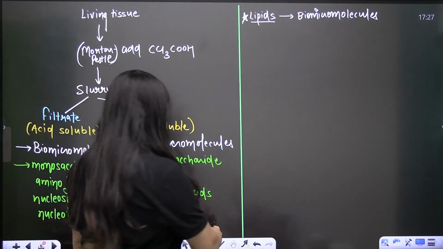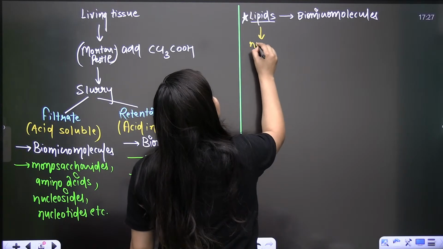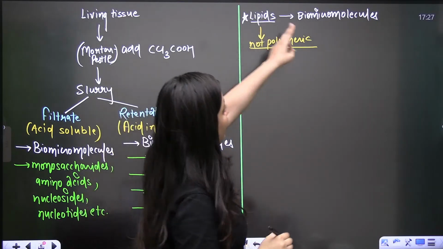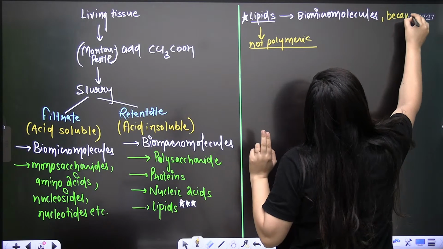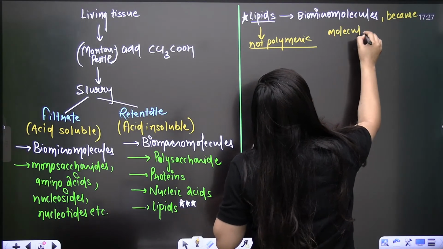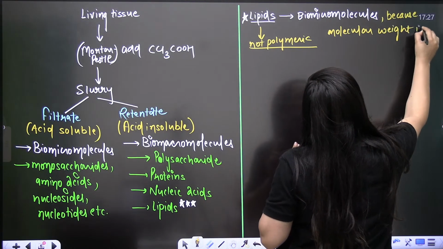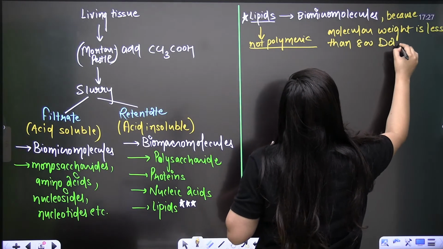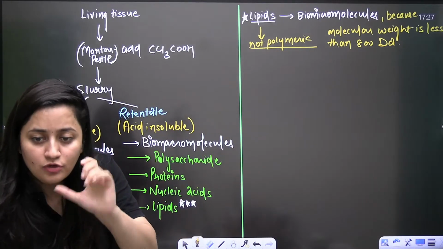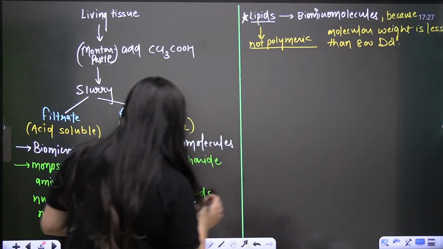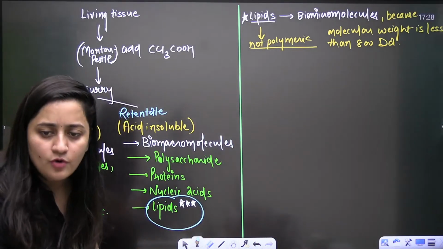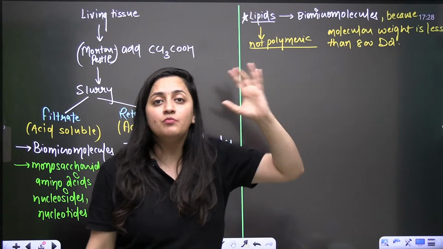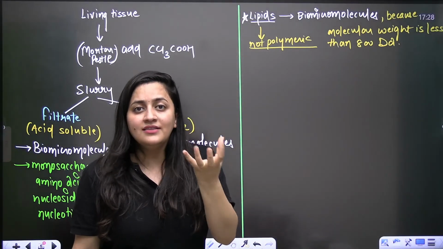Yes, lipids are not polymeric substances. They are not polymeric. They are biomicromolecules because their molecular weight is less than 800 Dalton, not 1000, 800 Dalton. Clear? Now the question arises: if they are biomicromolecules, then what are they doing here in the biomacromolecules? As I said, lipids are not polymeric, they are biomicromolecules because their molecular weight is less than 800 Dalton. So what are they doing in this retentate?